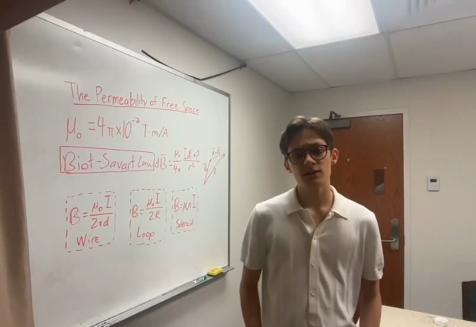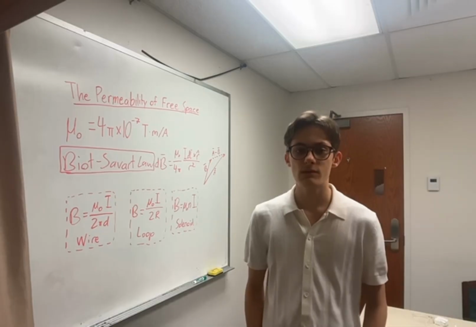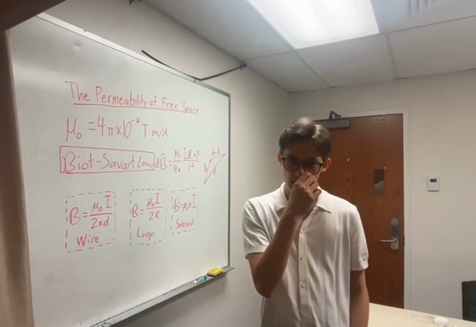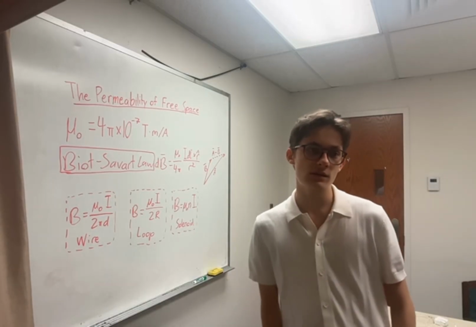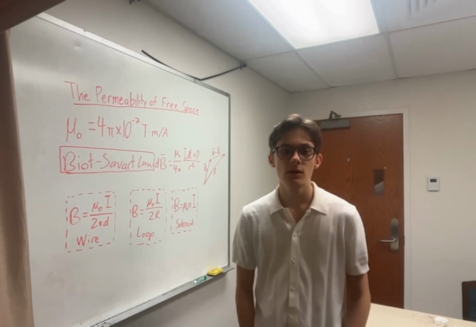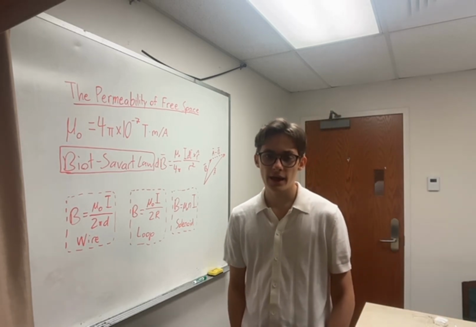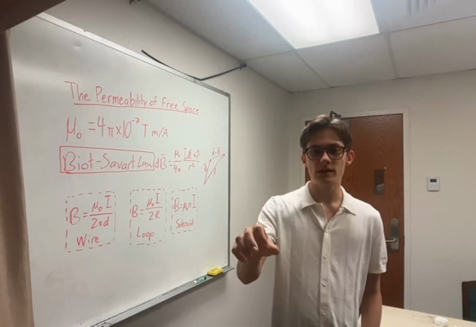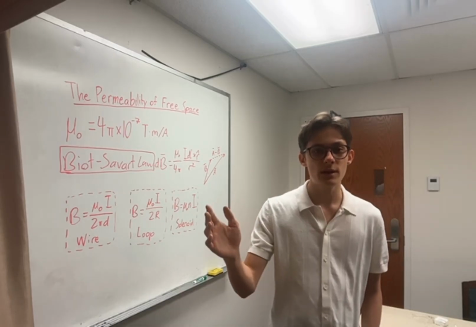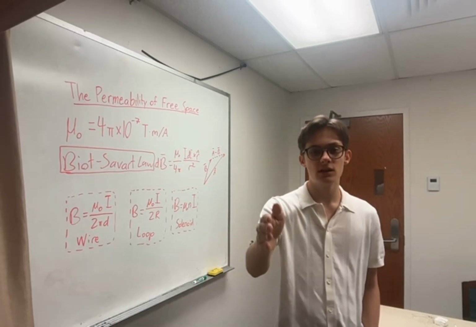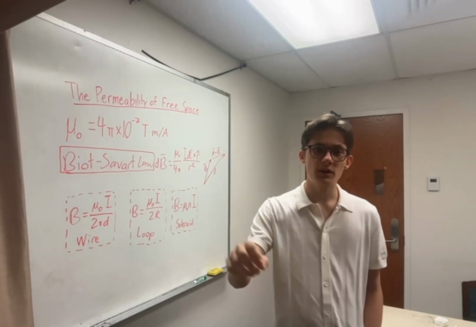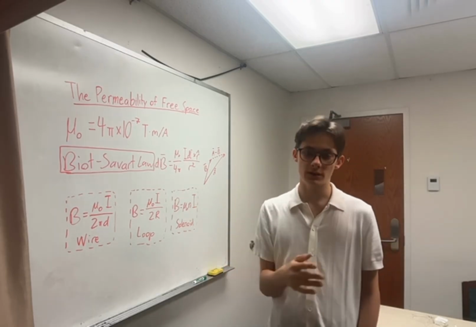Before we can talk about the permeability of free space, we first have to talk about magnetic fields. A magnetic field is created or induced when you have a moving charge through space. When that charge moves through space, it induces a magnetic field perpendicular to the direction of motion, forming concentric rings around it.